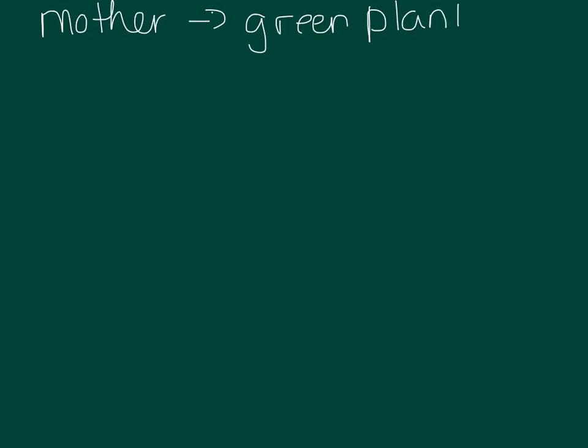Okay, so I take my Punnett square. I'm going to draw another Punnett square. Let's say that I have a green plant. The mother is a green plant, and green is dominant, so I'm going to put dom. The father is a yellow plant.